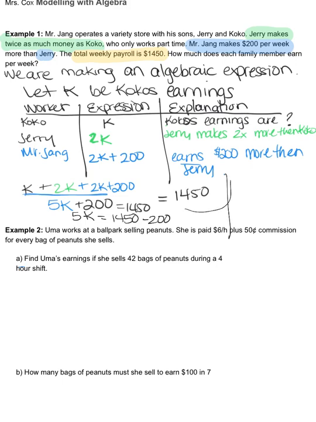And I'm running out of room, typical Mrs. C fashion, so we're going to carry on up here. 1,450 minus 200, that's going to leave me with 1,250. And if I'm looking here now, this is saying that 5K's are equal to 1,250. I want to know what 1K is equal to, so I'm going to divide both sides by this 5.